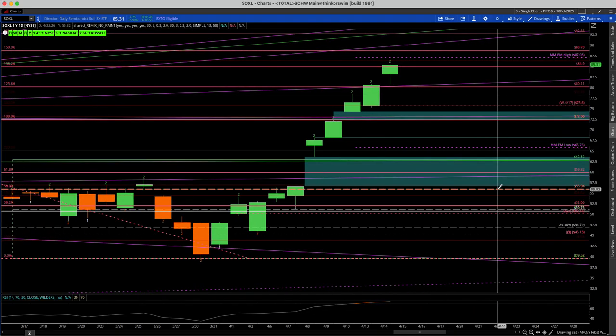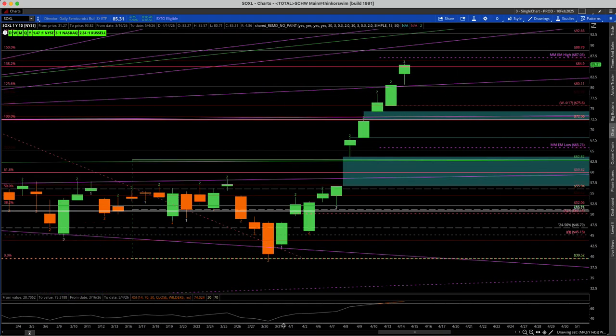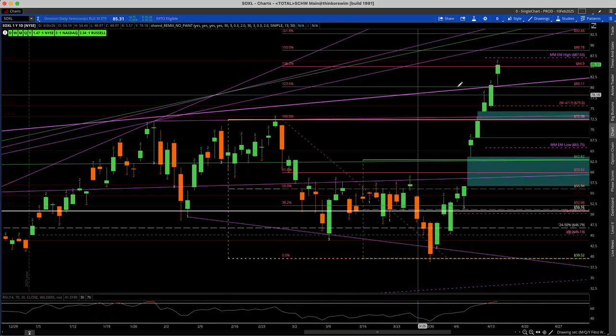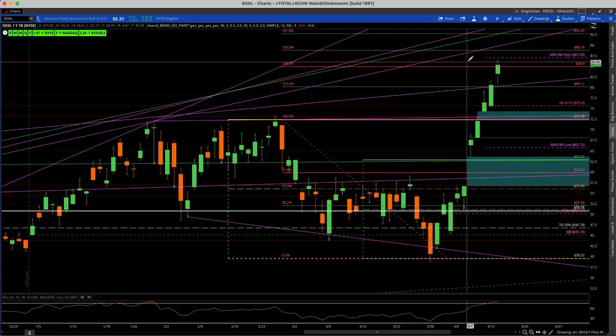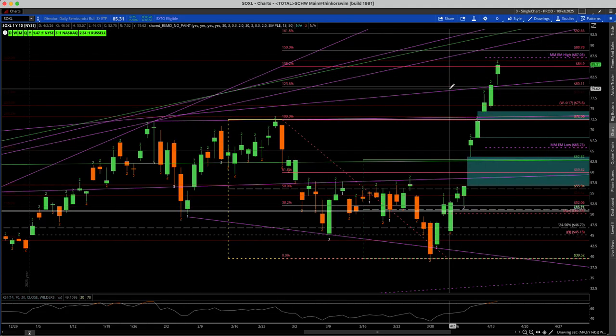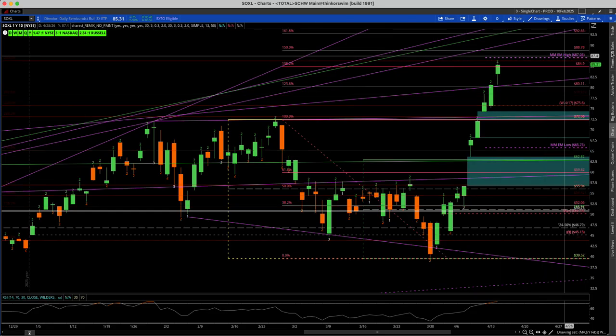If we look at the day here, again, just continuing to shoot up. We have gone outside this weekly broadening formation. So we are pushing up into, like I said, blue sky territory, all-time highs at this point, getting close to that market makers expected move high for the week up here at 87.03.